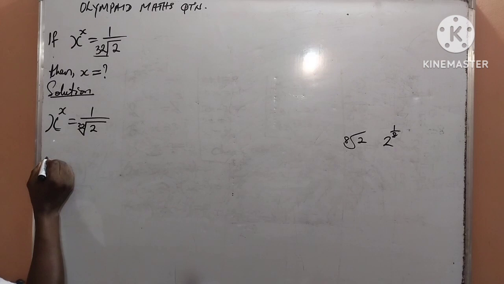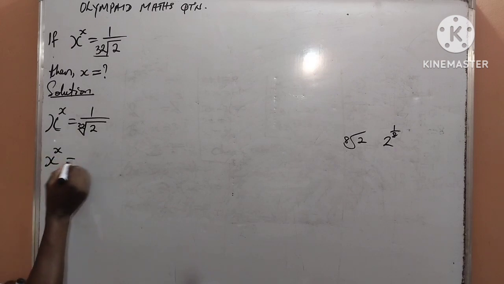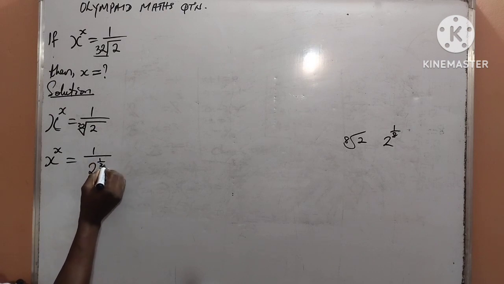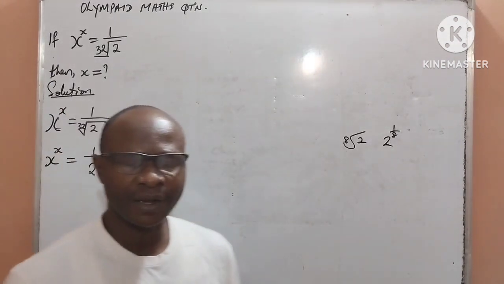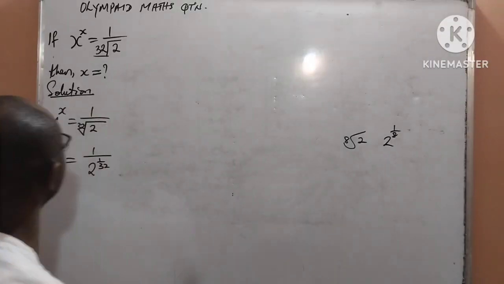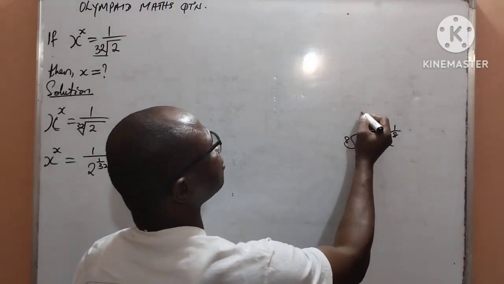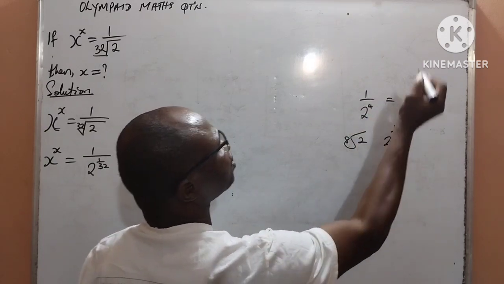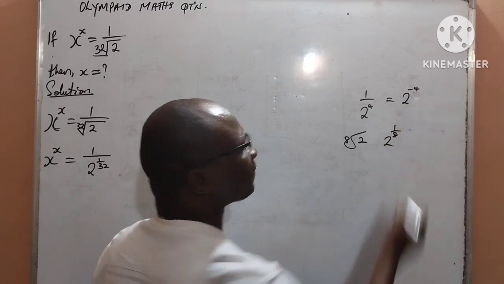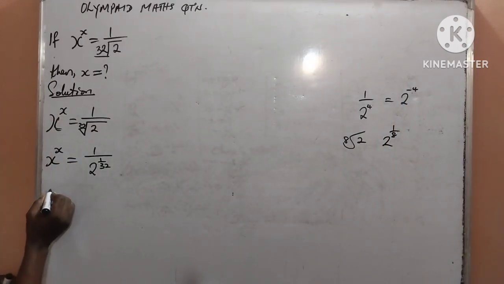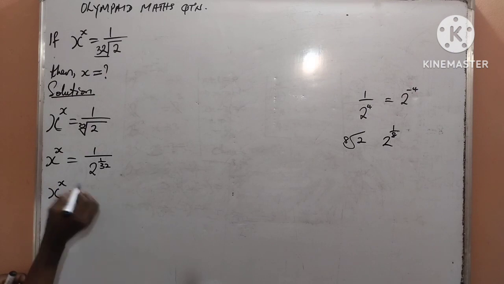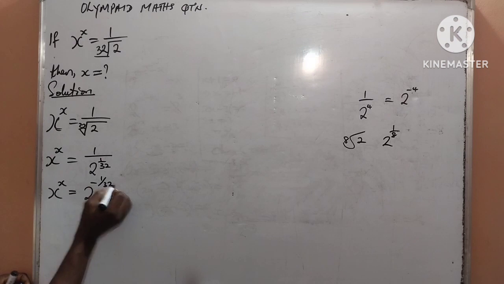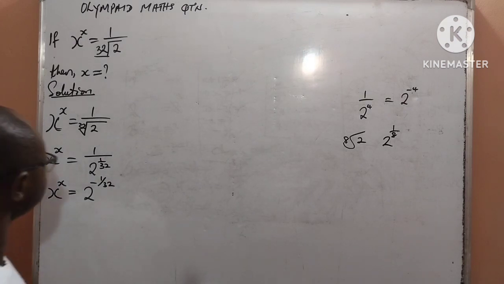Therefore, I can write here x raised to the power x is equal to 1 all over 2 raised to the power 1 all over 32. Very correct. The next thing I will do, if I am given 1 all over 2 raised to the power 4, it is equal to 2 raised to the power negative 4. Therefore, I can write here x raised to the power x is equal to 2 raised to the power negative 1 all over 32. Very good.